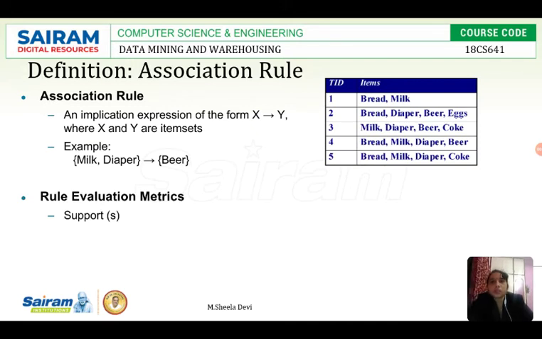So the association rule, we'll see the definition first. An implication expression of the form X tends to Y, where X and Y are item sets. So the association rule consists of two terms, one is X and the other one is Y. X is an item and Y is also another item. Either X can be a single item or an item set. Similarly, Y can be a single item or an item set.